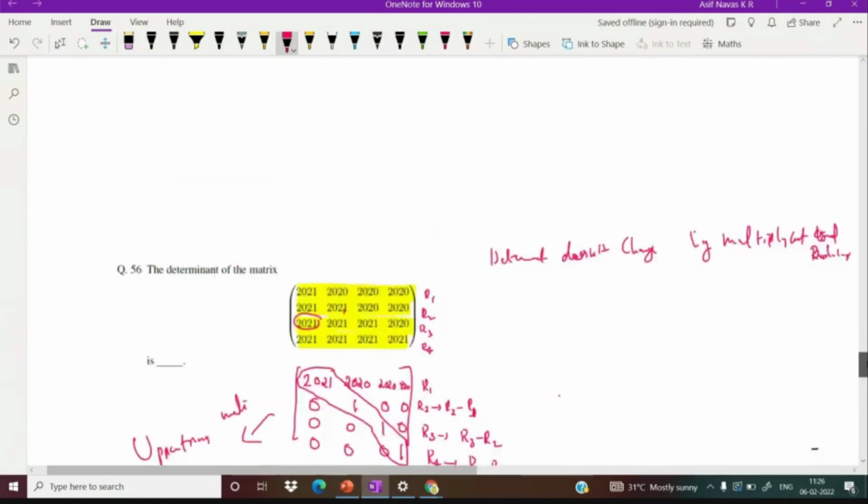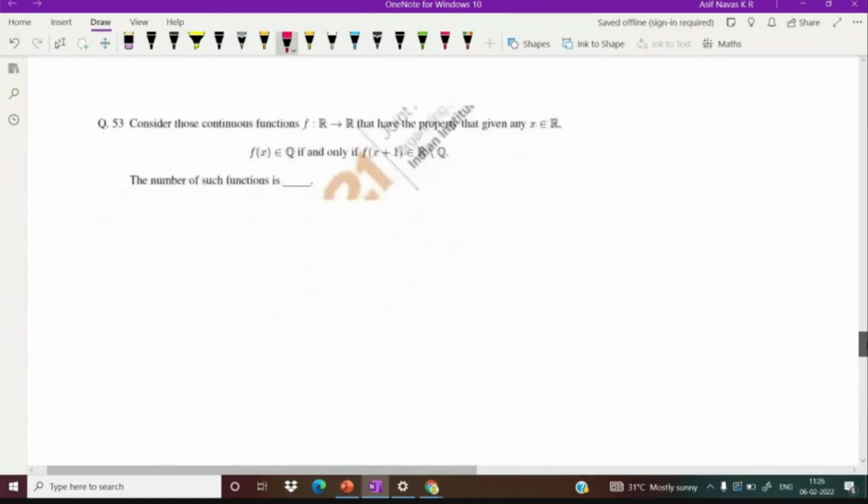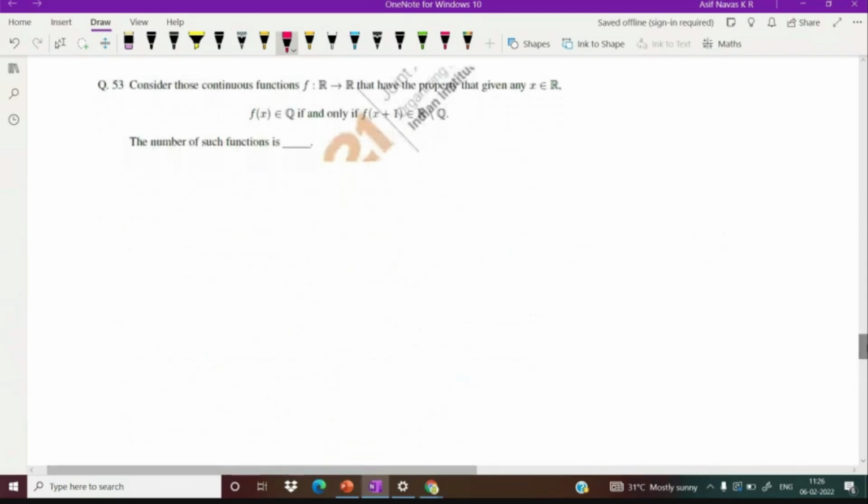Okay, there is one more question I have, and this is one of the trickiest questions. Consider those continuous functions f from R to R that have the property that for any x belonging to R, f of x belongs to Q if and only if f of x plus 1 belongs to R minus Q.